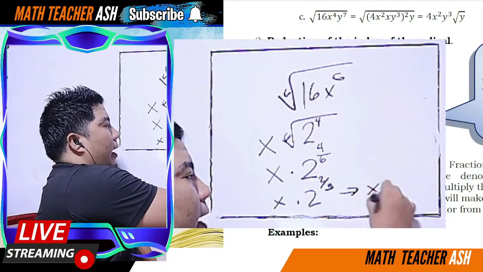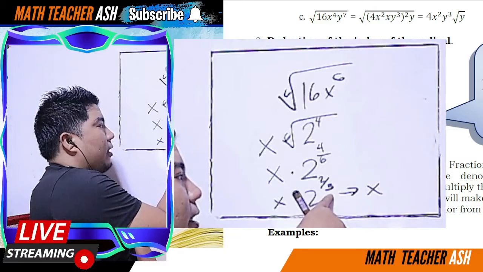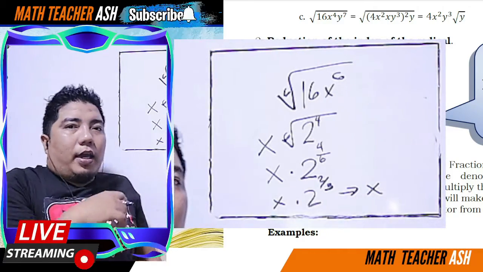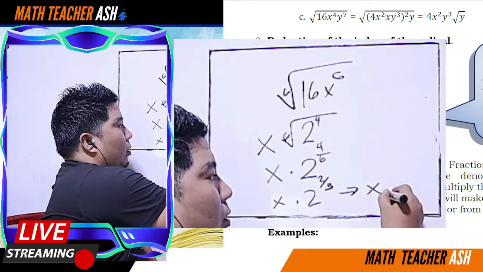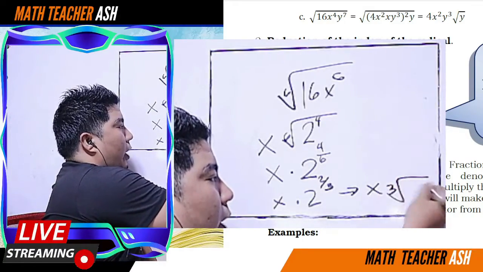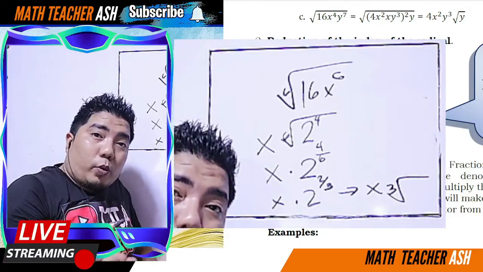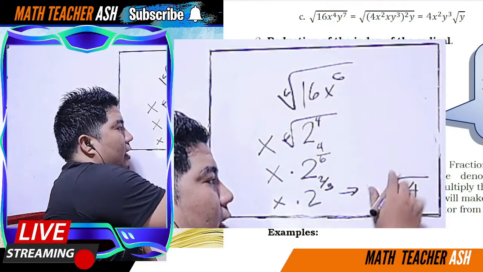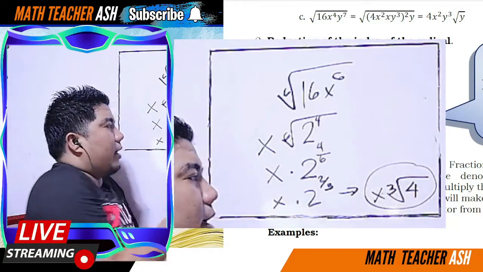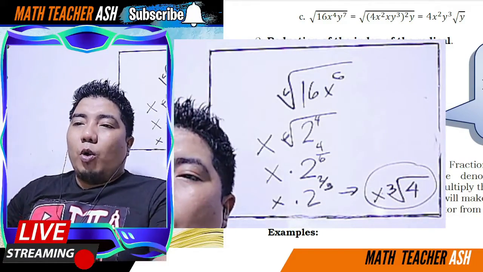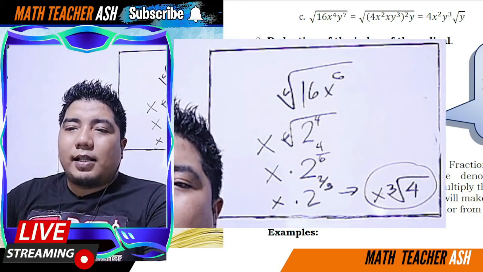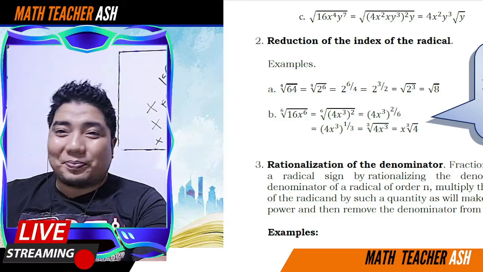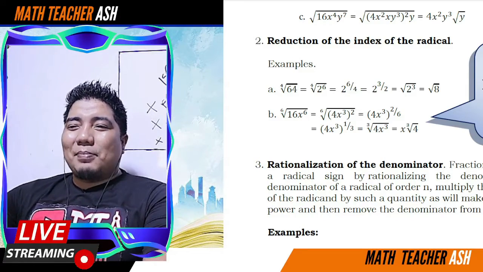And this will become x because ito, hindi man part dito. So I will just write this one. And then I will convert this into a radical expression. And that will become a cube root of 2 squared. Now, what is 2 squared? The answer for that is 4. So your final answer is x cube root of 4, which is just the same as okay. Easy, right? Easy lang talaga, my dear math learners.